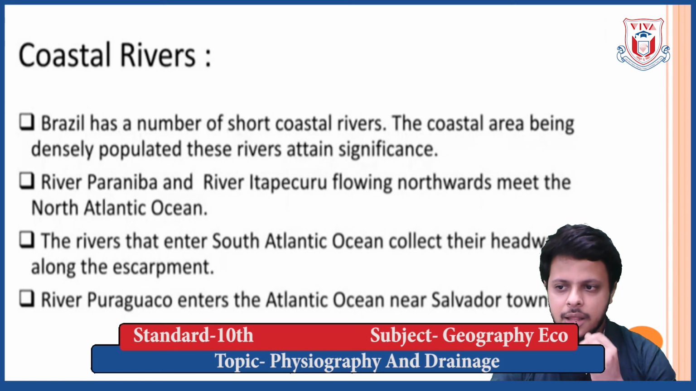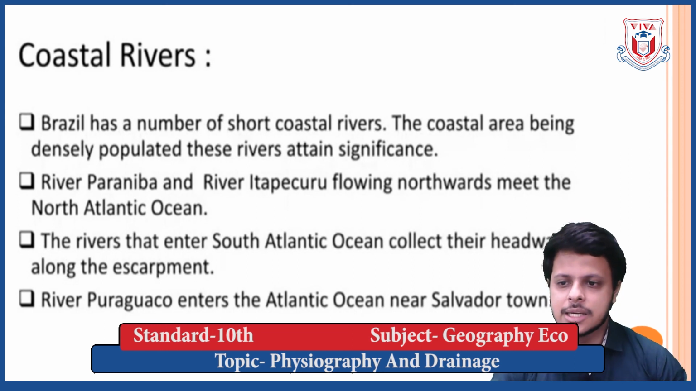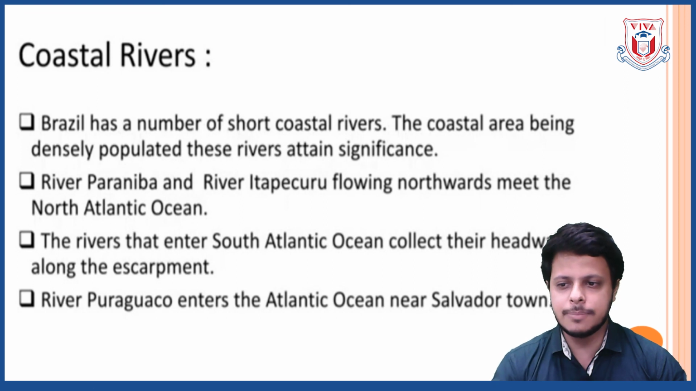Let us understand the coastal rivers. Brazil has a number of short coastal rivers. The coastal area being densely populated, these rivers attain significance. River Paranaíba and River Itapecuru flowing northwards meet the North Atlantic Ocean. Rivers that enter South Atlantic Ocean collect headwaters along the escarpment. River Piraguaco enters the Atlantic Ocean near Salvador town.